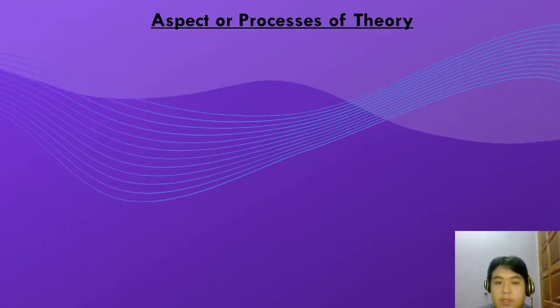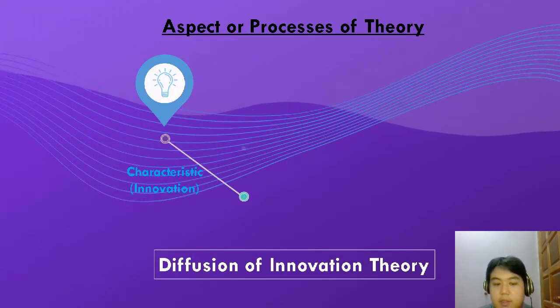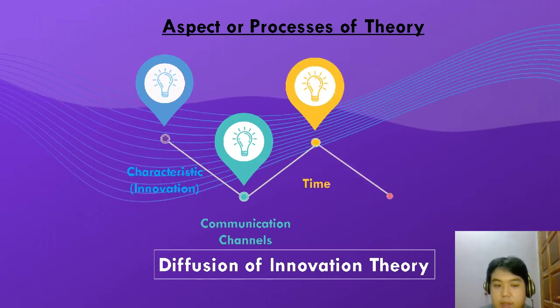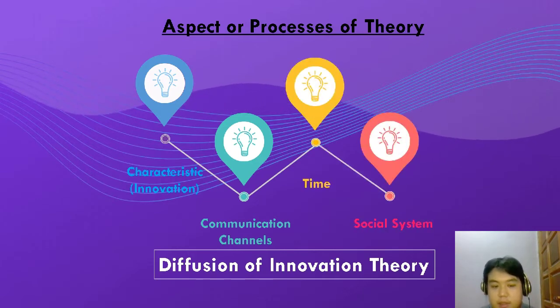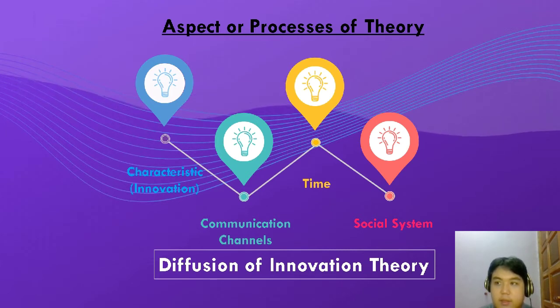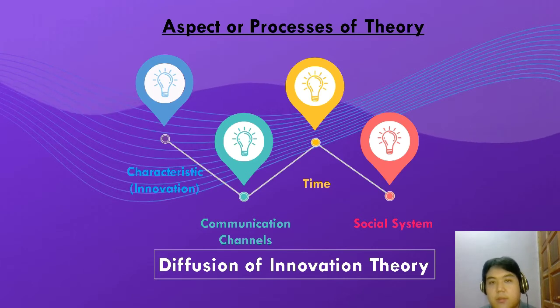We move on to the aspects and processes of theory. The first one is diffusion of innovation theory. There are four processes, which are the characteristic, communication channels, time, and social system. For example, Nadira does the innovation, which is that she tries to provide delivery services and make a different kind of fried chicken.